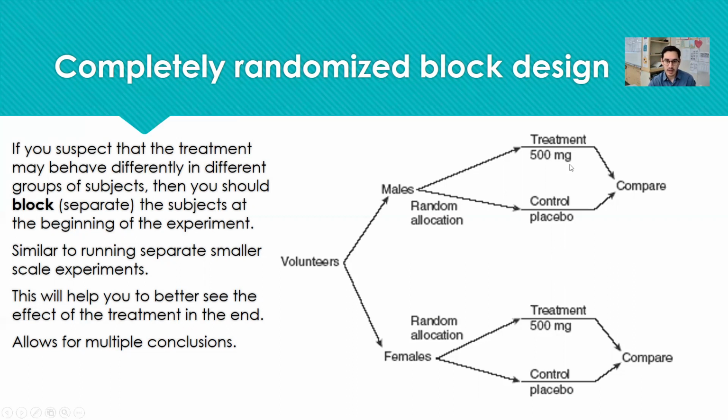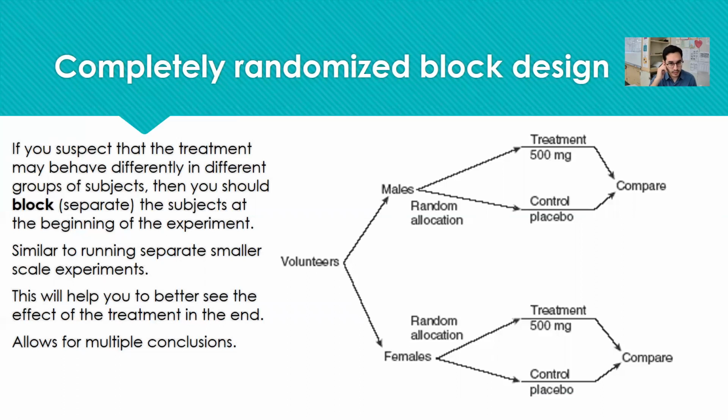Right? So for instance, maybe they're testing vaccines for COVID, and maybe they suspect that the vaccine may behave differently in males versus females. Well, if they have that suspicion, then they really should separate the subjects before they begin the experiment. In other words, they should just run 2 smaller scale experiments, right? Test the vaccine on a group of males, and then test the vaccine and a control, of course, on a group of females, right? And then you can measure the vaccine's effect on these 2 subgroups.